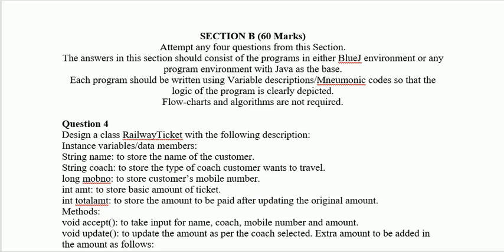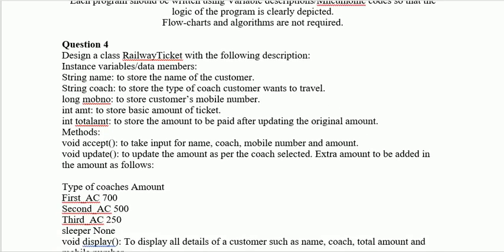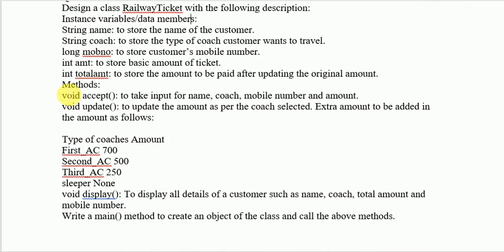Now moving on to the next part of this question, which will tell you the methods that you have to write. Methods are: void accept, to take input for name, coach, mobile number and amount. It simply tells that you will have to write a method accept, and in this method you will have to take input from the user.